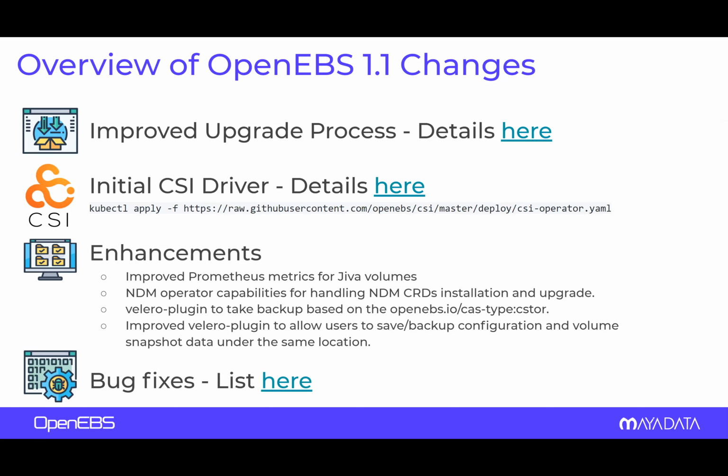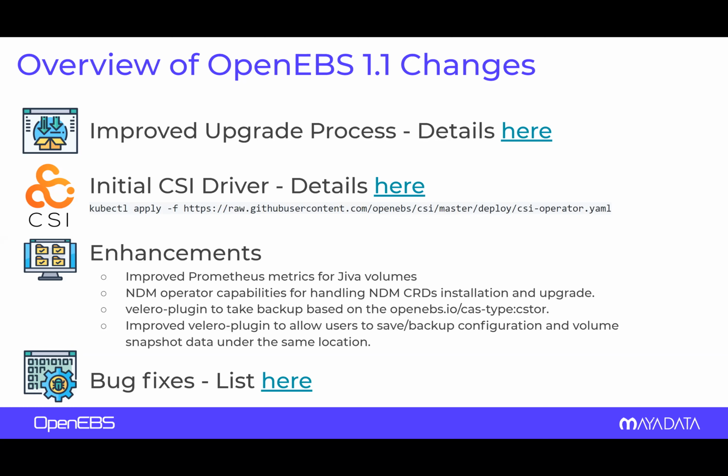There are many enhancements. The list is actually longer. You can find the bug list on, again, the release notes page. Prometheus metrics exported by Jiva for identifying whether an iSCSI initiator is connected to Jiva targets were introduced, and enhanced NDM operator capabilities for handling NDM CRDs, installations, and upgrades. Earlier, this process was handled through the Maya API server.